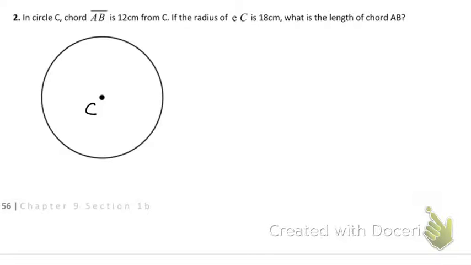Yeah, it's basically saying it's 12 centimeters away from being a diameter. So we're just going to draw a chord anywhere. I usually just draw on the right. I don't know why. You could draw on the left if you want to, but I'm going to draw it there. We could draw on the top. We could draw on the bottom. Doesn't matter. Okay, so we know that's 12 centimeters to C.